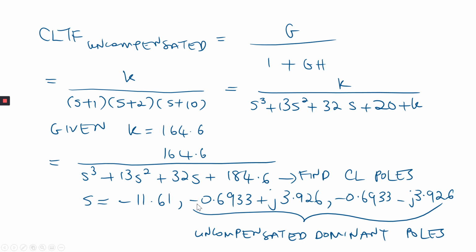So our dominant pole is negative 0.6933 plus j 3.926 for a gain K of 164.6. For the same gain as that of the dominant pair, K equal to 164.6, we find that the third pole is equal to negative 11.61.